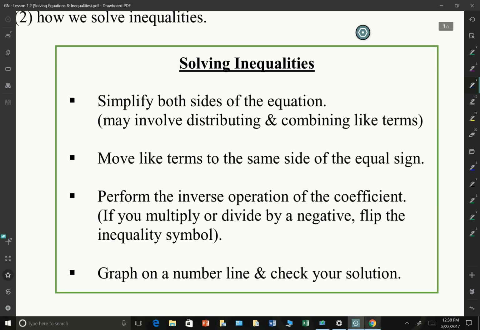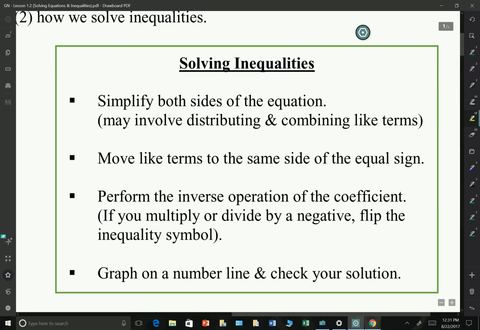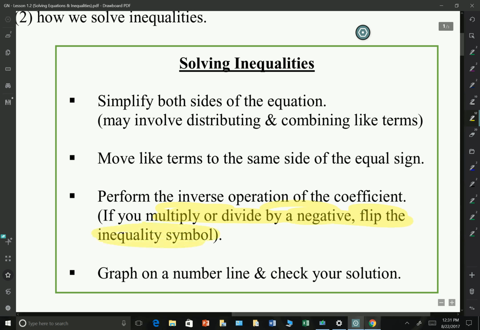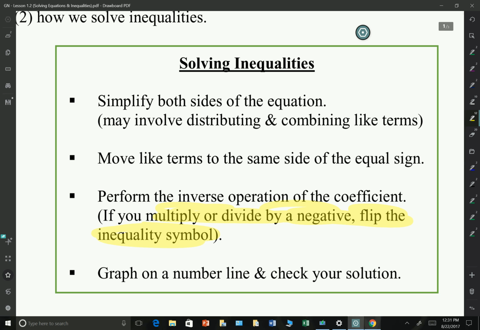Anything? Yeah? You have to flip. When do you flip? Well, so perform the inverse operation of the coefficient. If you multiply or divide by a negative, flip the inequality symbol. That's the only thing that's different. Everything else is the same.